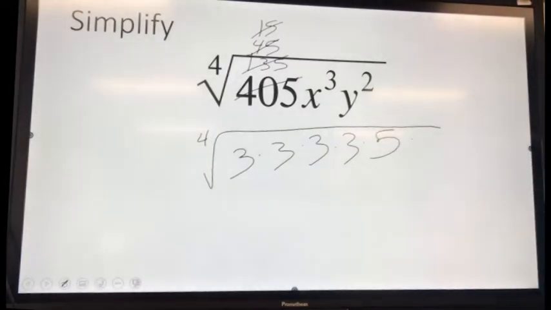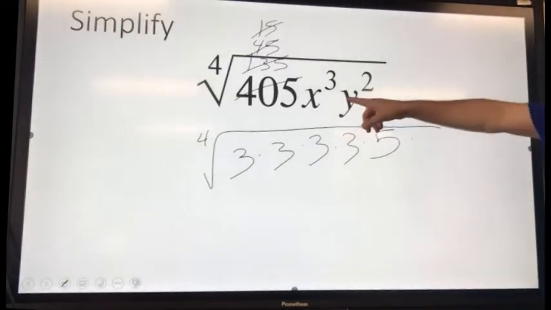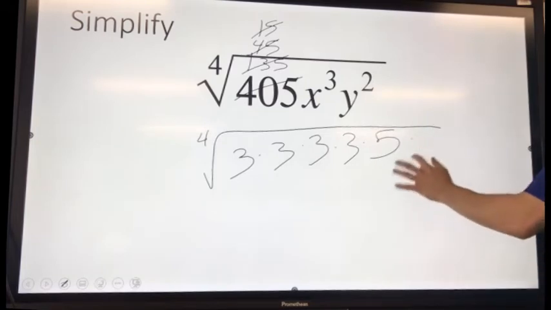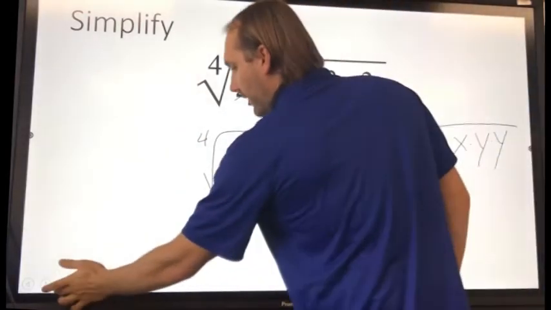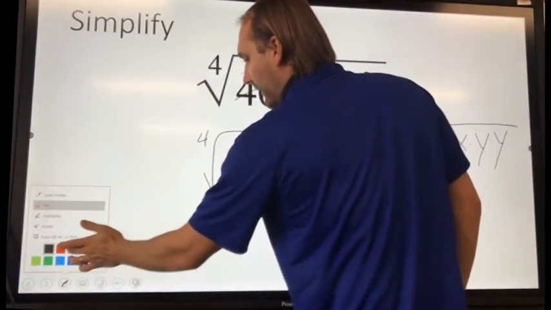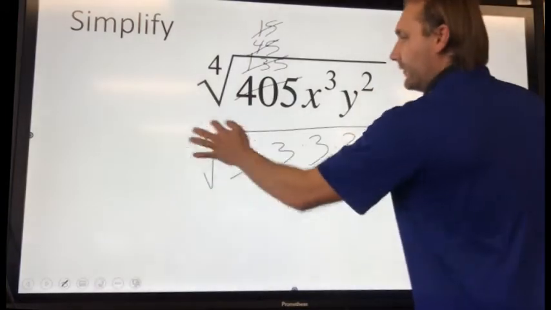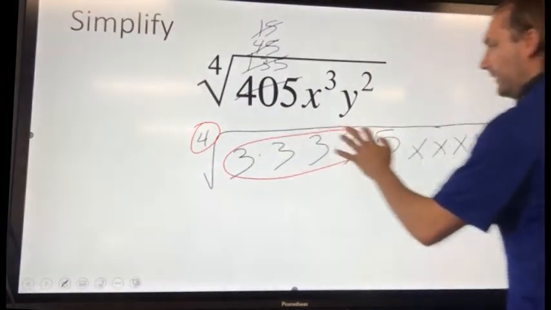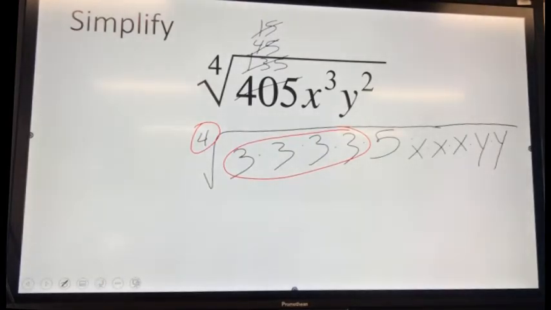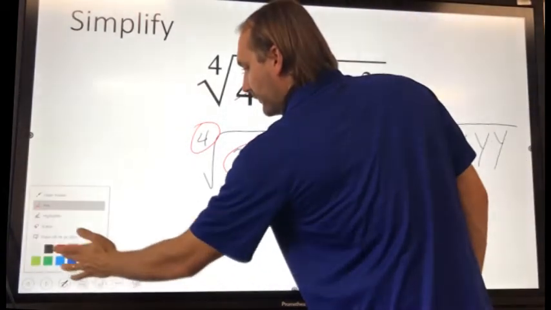Sets of 4. Oh, we're not there yet. X cubed has how many x's? 3. And then I have 2 y's. Now I'm talking about a fourth root, so I'm looking for how many sets? 4. I'm looking for sets of 4. Where do you see sets of 4? All these 3's, and that's it. That's all my sets of 4.